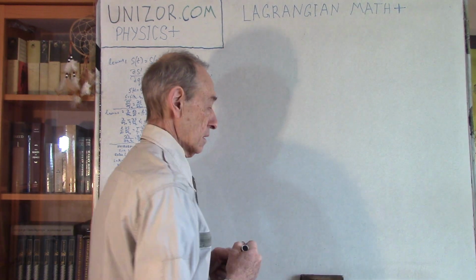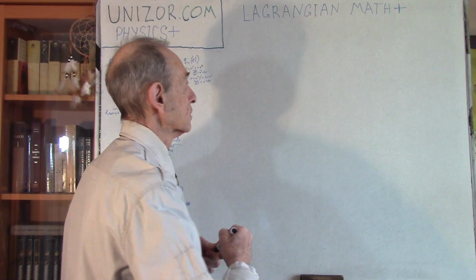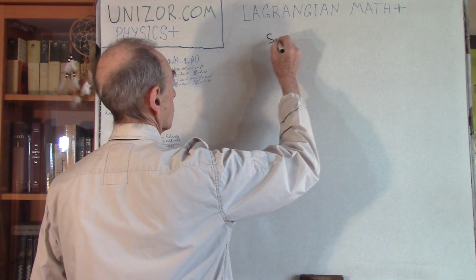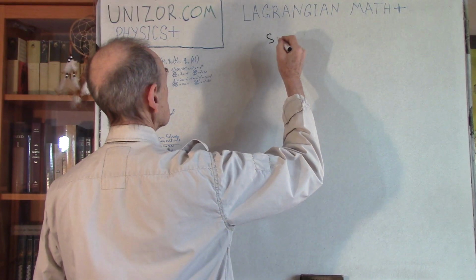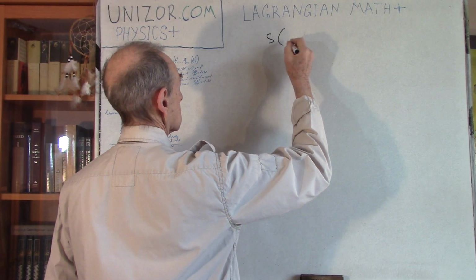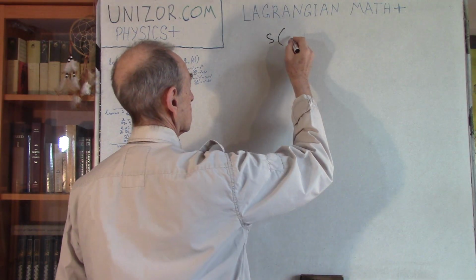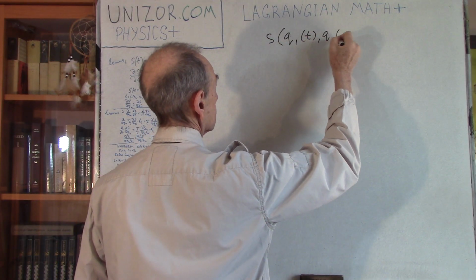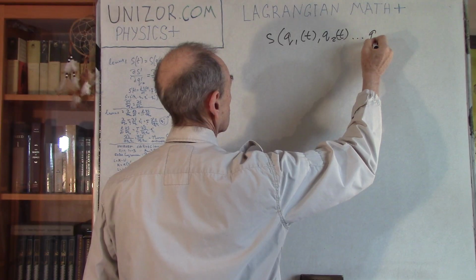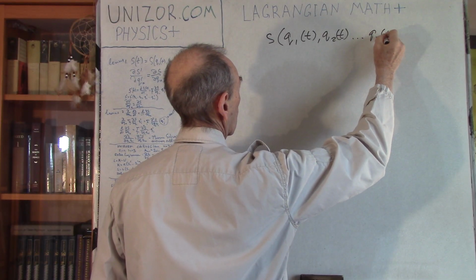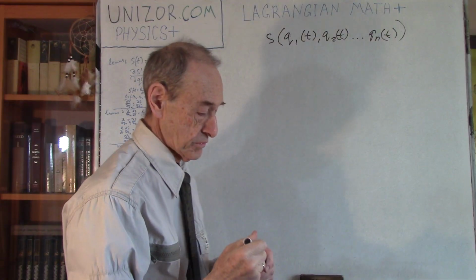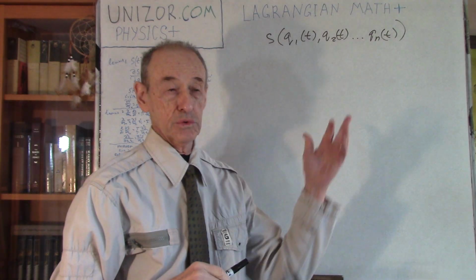Now we are talking about any function s which depends on certain other functions, let's say q1, q2, etc., qn. All of these internal functions are functions of some variable which I call t.